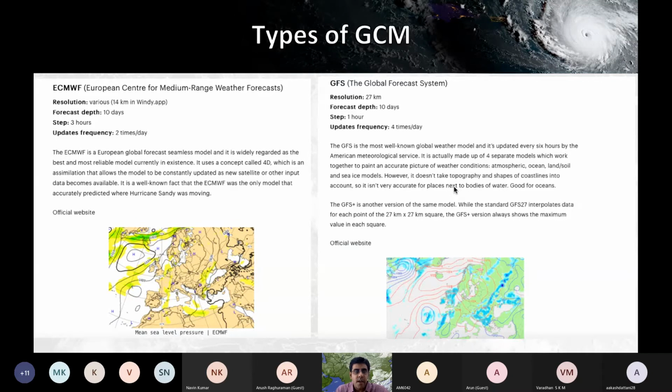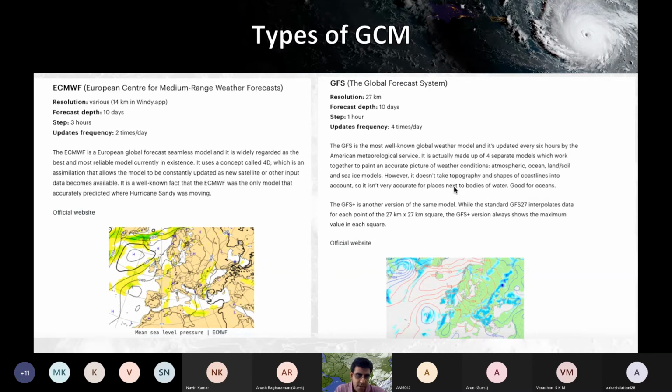So that was the claim to fame for ECMWF. GFS could only pick it up 3 days before the event was happening. So this is kind of a check. This is only one check, but there are multiple checks.